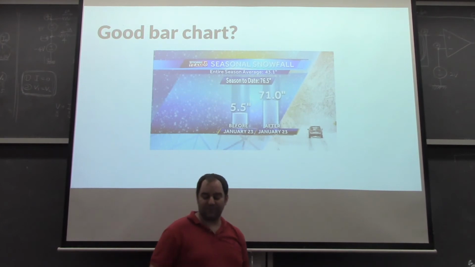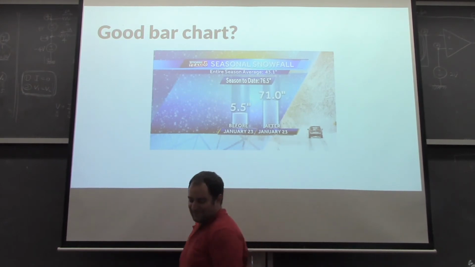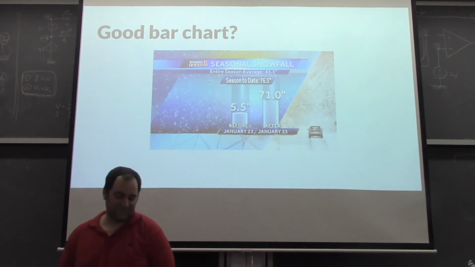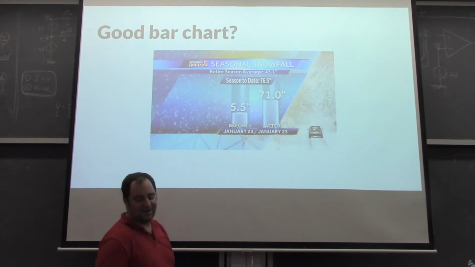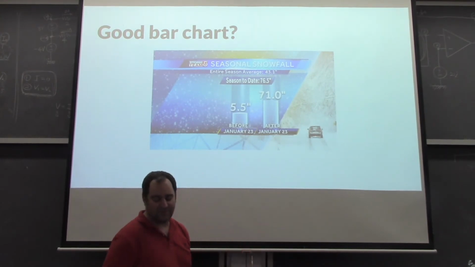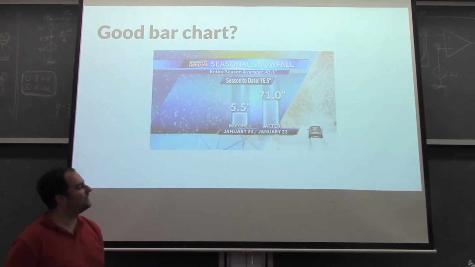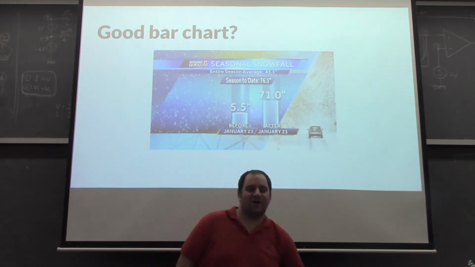So what's wrong with this bar chart? This was the Snowmageddon season in Boston. They had this interesting bar chart where before January 23 they had 5.5 inches, and then after January 23 they had 71 inches. So what's wrong here?